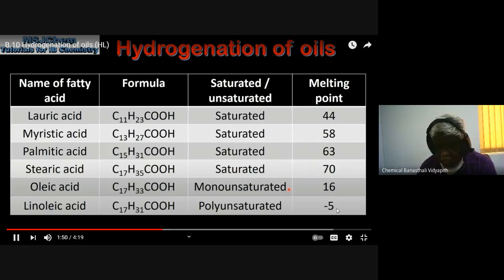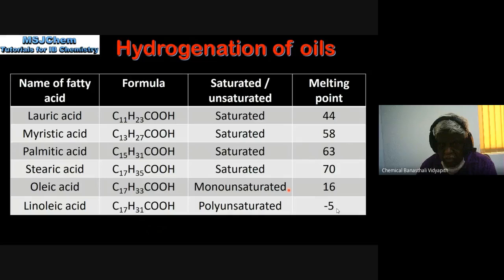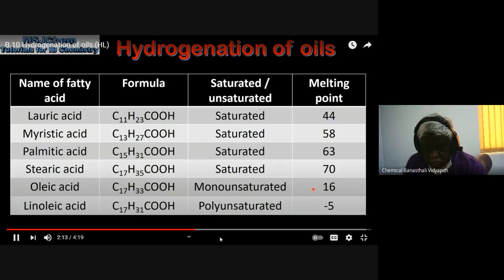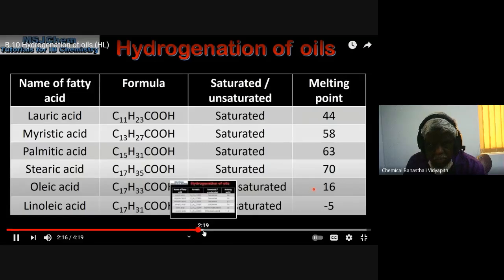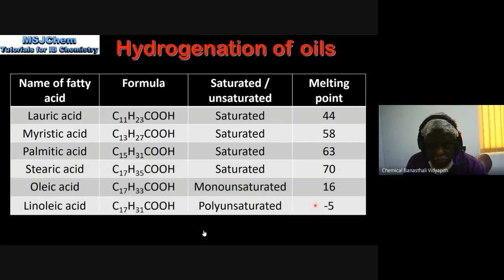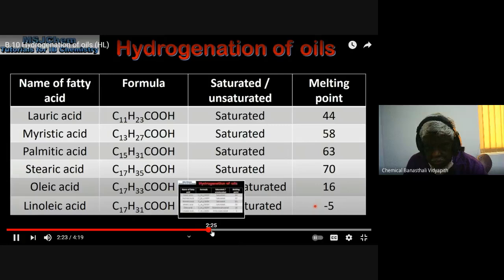The last two fatty acids are unsaturated fatty acids with carbon-to-carbon double bonds. Oleic acid is a mono-unsaturated fatty acid which has one carbon-to-carbon double bond. Linoleic acid is a polyunsaturated fatty acid which has 2 carbon-to-carbon double bonds. If we look at the melting points, we can see that as the number of carbon-to-carbon double bonds increases, the melting point decreases. The more carbon-to-carbon double bonds there are in a fatty acid, the less surface area there is between the molecules, the weaker the London dispersion forces, and the lower the melting point.